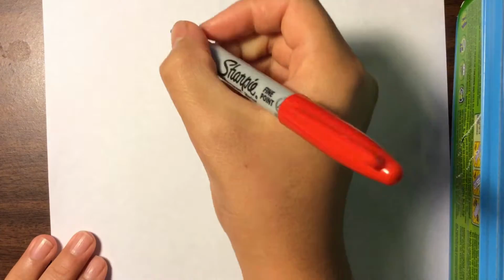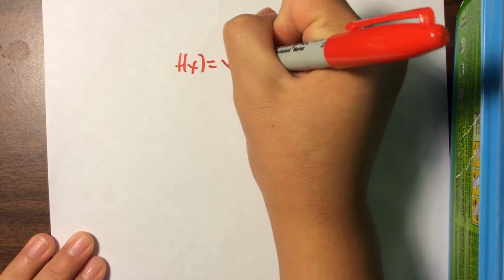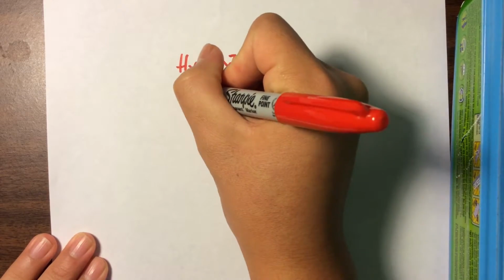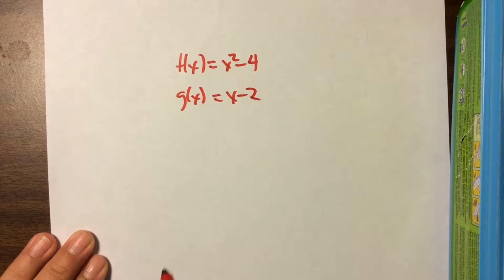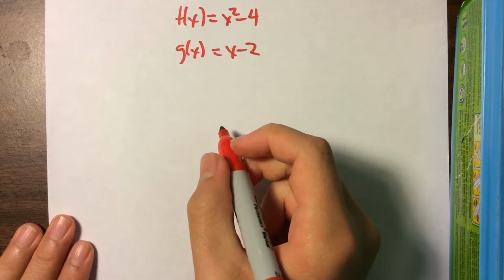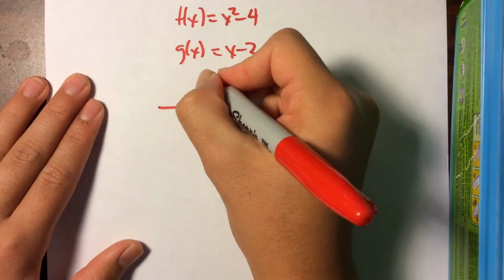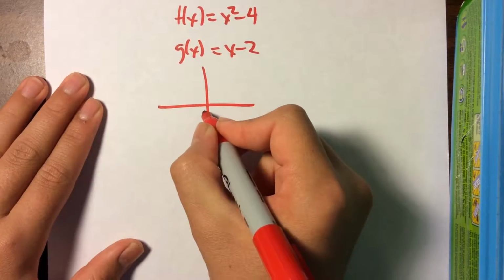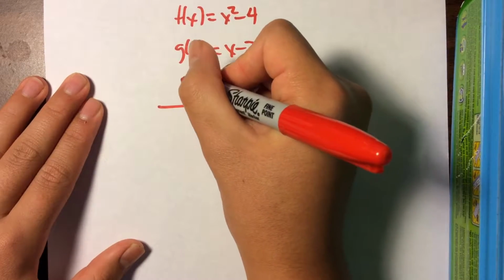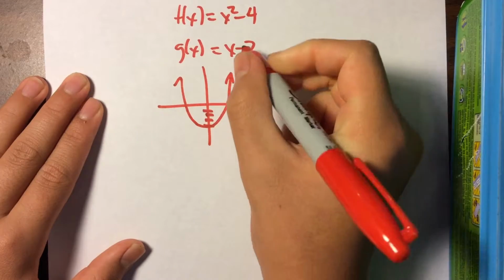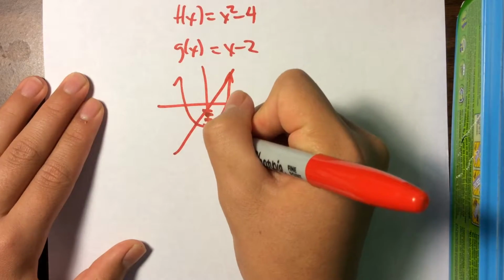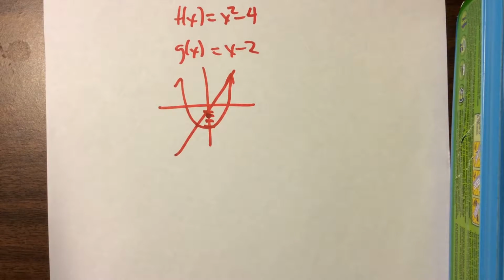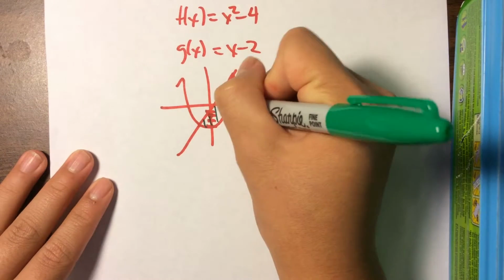Okay, our first problem is going to be very simple. So let's say we have f of x is equal to x squared minus 4, and then we have g of x is equal to x minus 2. So all we have to do is find the area between these curves. So first, let's graph this. So x squared minus 4 would be 4 down, and then x squared is just like that. And then if we have x minus 2, it would be like this. And then our area between the curves, which is what we're trying to find, will just be like this.